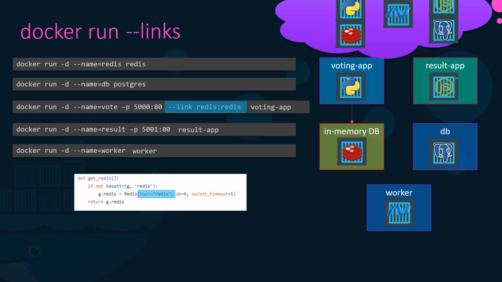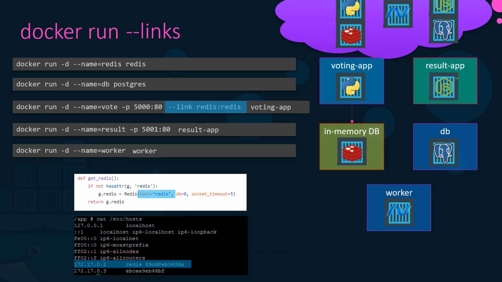Remember that this is why we named the container when we ran it the first time, so we could use its name while creating a link. What this is in fact doing is creating an entry in the /etc/hosts file on the voting app container, adding an entry with the host named Redis with the internal IP of the Redis container.